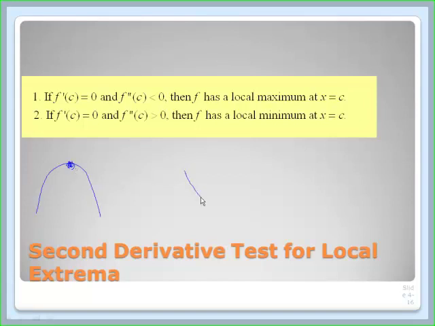On the other hand, if we have a picture of a local min, down here is c, my slope line would be negative, or I'm sorry, my slope line would be 0, and then my second derivative would be positive because we are concave up over this interval. So if it's concave up and a horizontal slope, then we have a local minimum at c.